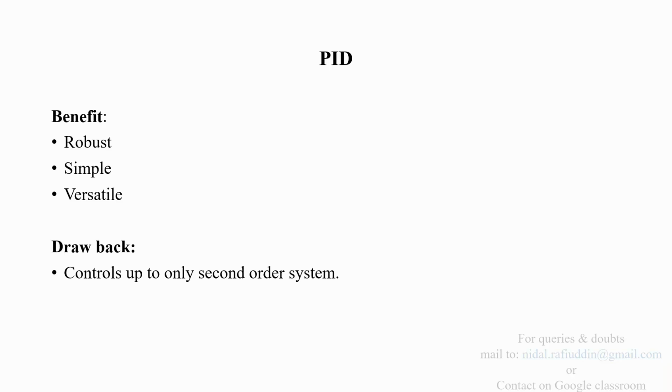The drawback with this type of controller is that it controls only up to a second order system. So this is one of the drawbacks. For higher order systems, you cannot utilize PID controllers. You have different controllers that you are going to use for higher order systems.